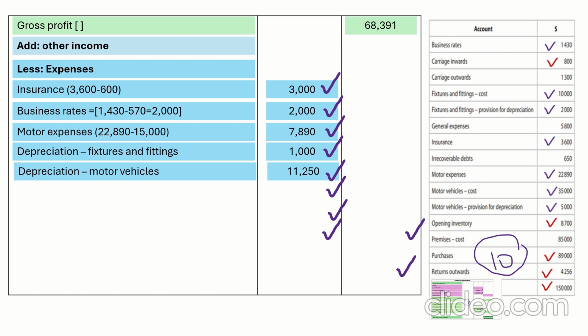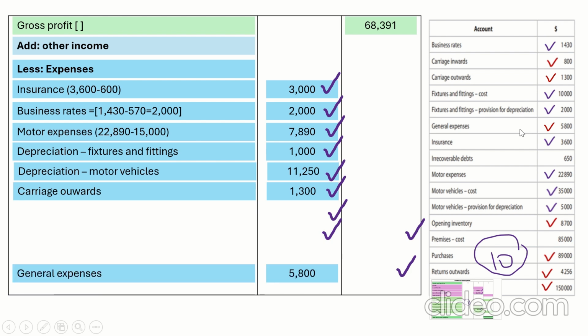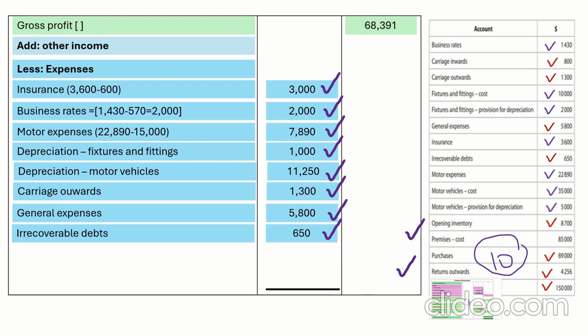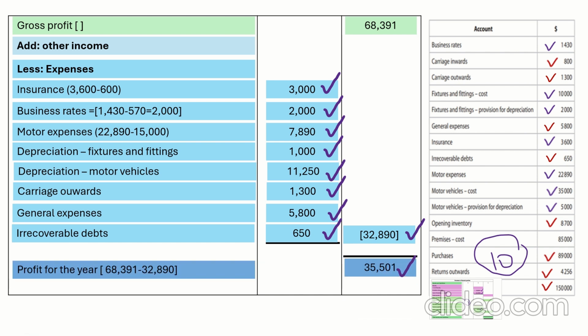Now let's complete the second half of the income statement and fill in the missing information. Business rates, we are done. Now it's carriage outwards 1,300 over here. General expenses 5,800. Irrecoverable debt 650. Now let's total up all the expenses, which gives a total of 32,890. Deduct that from the gross profit in order to find the profit for the year, which should be 35,501.